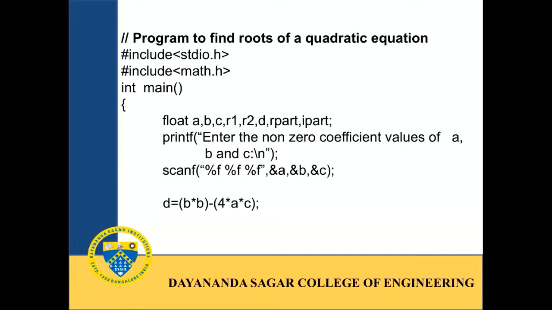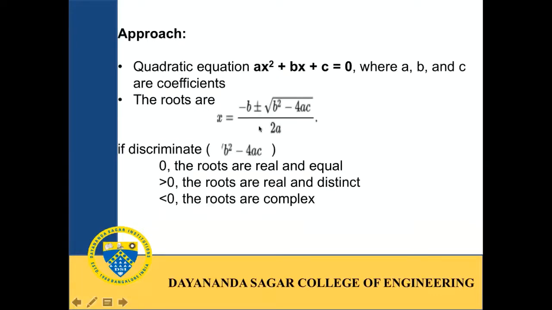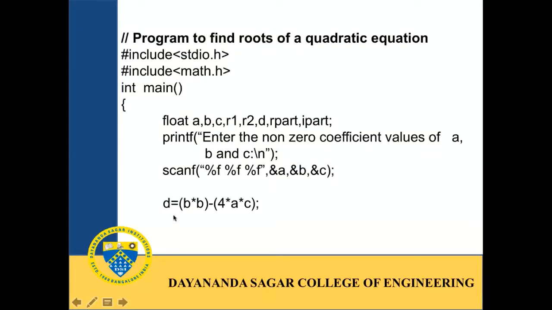So d is equal to, as said before, the term that is there inside the square root. So here we have the square root. So b square minus 4ac is the discriminant. So d is equal to b square minus 4ac. We have used b into b minus 4 into a into c, or you could have made use of the power function to take the b square. So pow(b, 2) would also do the b square for you.